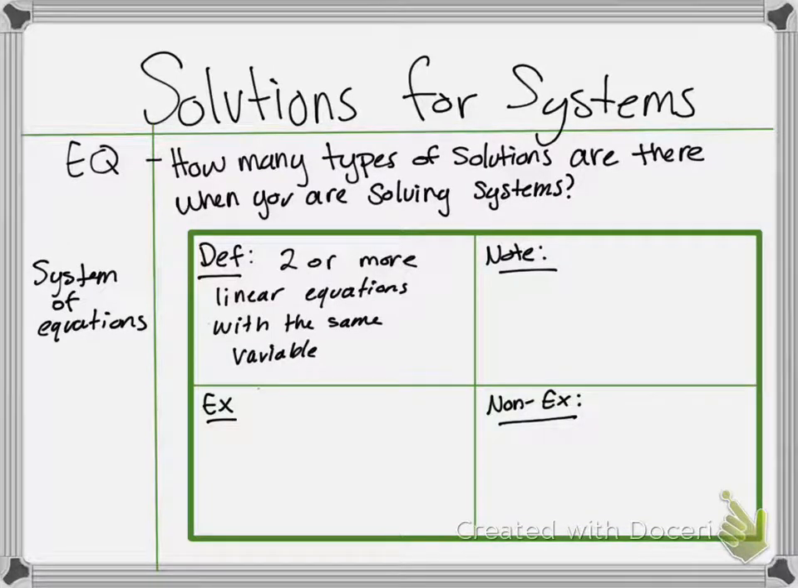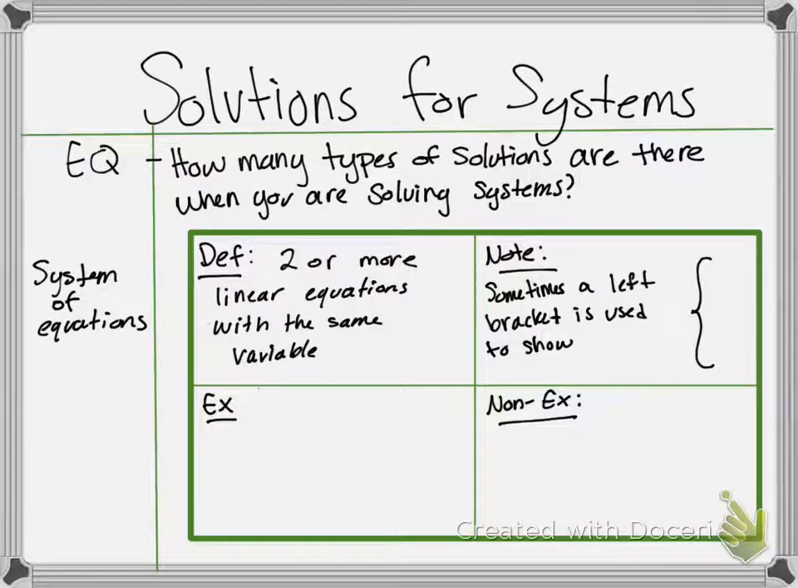Okay. Something to note, they usually have that left bracket to show that it's a system. So sometimes a left bracket is used to show that it is a system. Okay. It doesn't always have it, but for the most part it does.